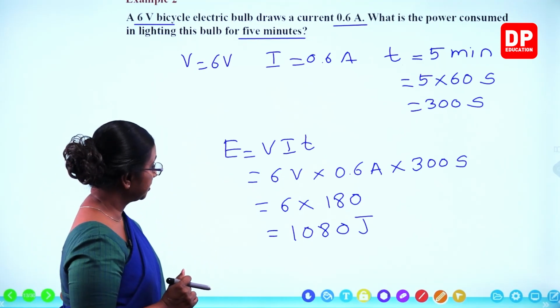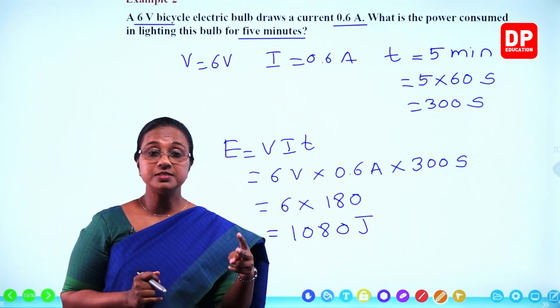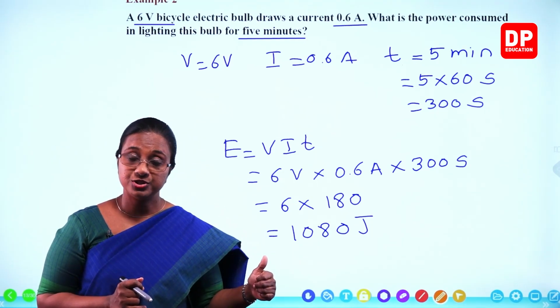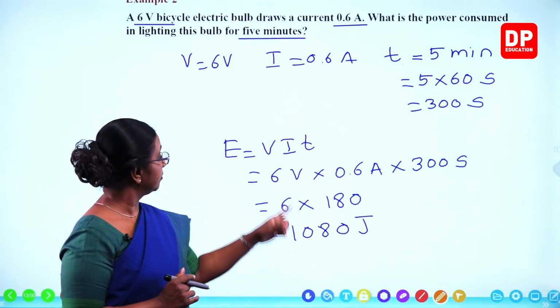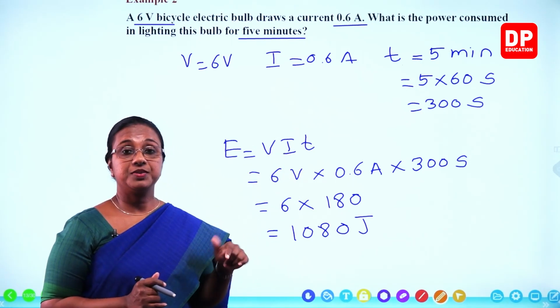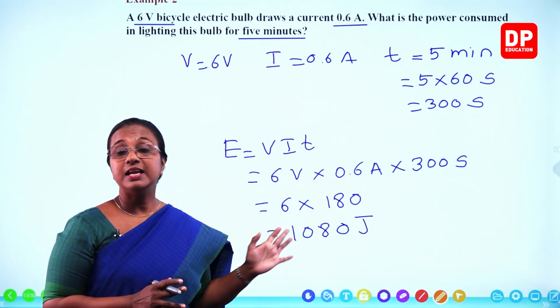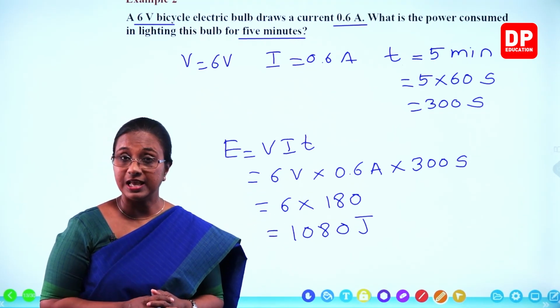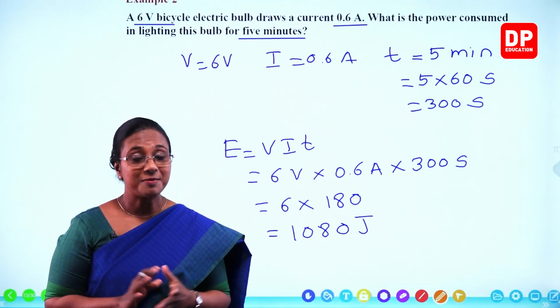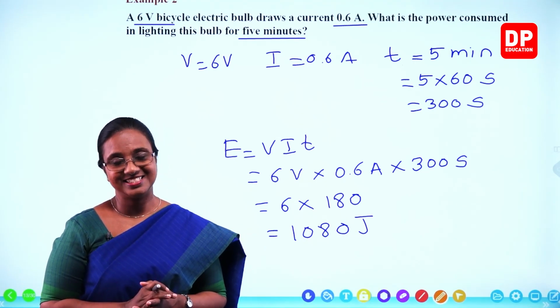Is that clear, students? So there are two equations. Energy equals power into time, or energy equals VIT, voltage into current into time. Depending on the data given to you, you have to do the calculation. So I am sure you all can understand this.